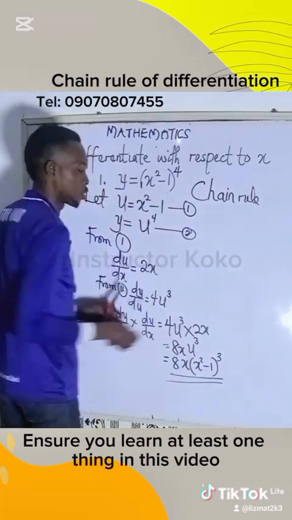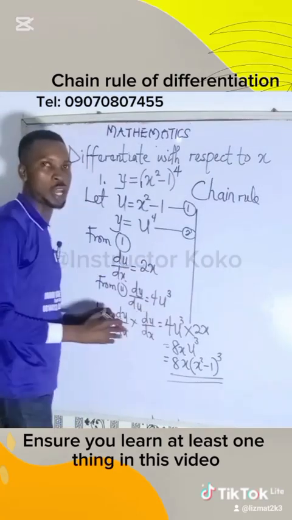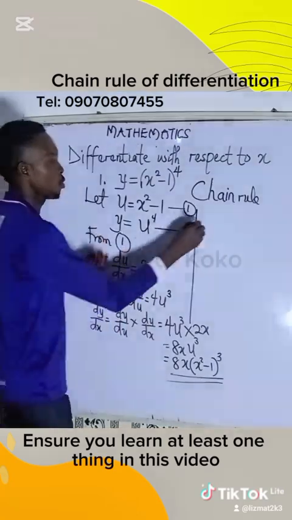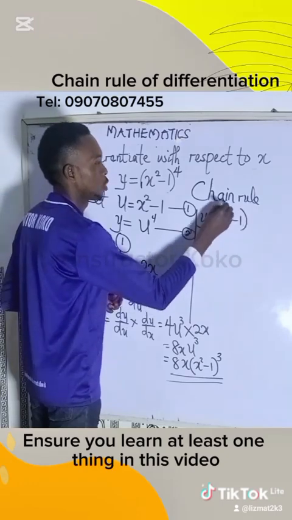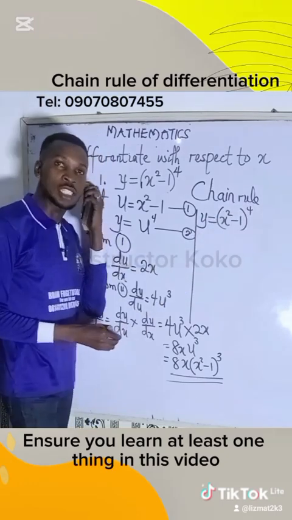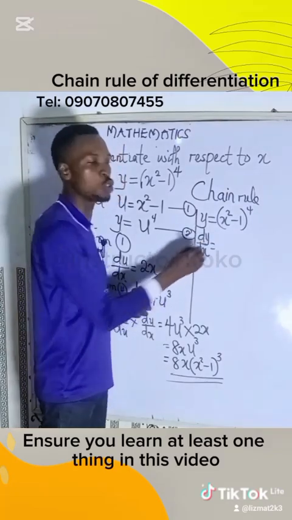Now, for JAM students, this side, this corner is for you. Now, if you are given this question in JAM as x squared minus 1 raised to power 4, and in JAM we are asked to find dy dx, quickly, let me show what you need to do.